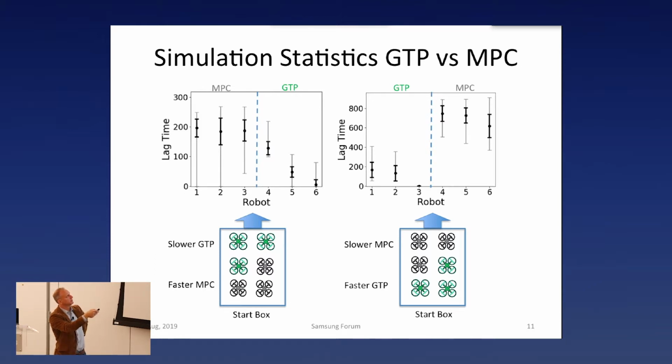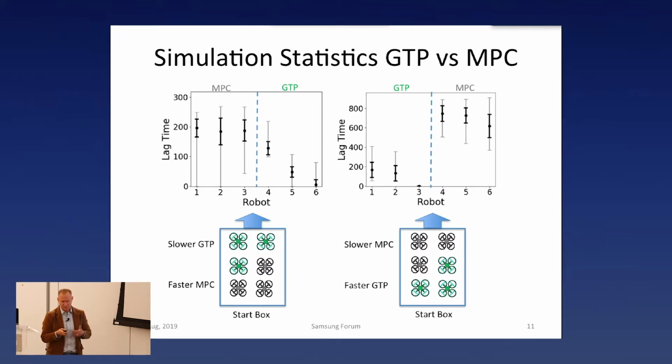So low is good. You can see the game-theoretic players here, there are 3 of them in this example, virtually always win places 1, 2, and 3. And the other players using a state-of-the-art model predictive control algorithm placed in the bottom 3 places. And similarly here, the game-theoretic planning always takes places 1, 2, and 3, and model predictive control takes 4, 5, and 6.